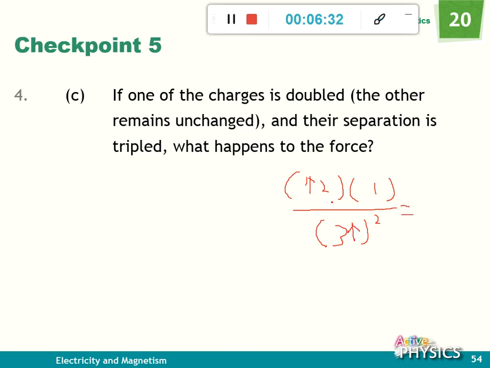Okay, try to calculate what happened. This one is 2 times, and this one keeps the same. It means that 2. This one is tripled, but remember that it is squared. It means that 3 should be 9. Then this force will be this one. Is it simple? In public examinations, especially the MC, they will use this method to test you.